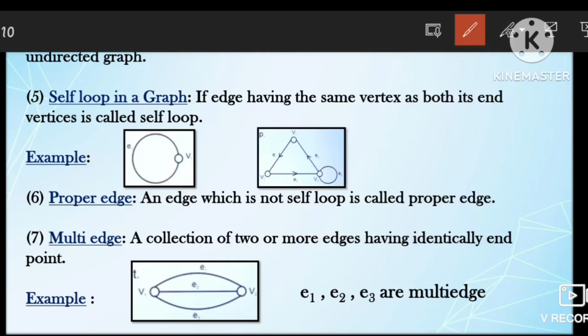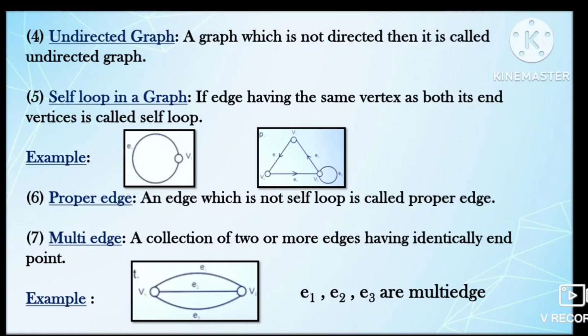Now sixth is a proper edge. An edge which is not a self loop is called a proper edge. It is clear from the definition that an edge which is not a self loop is called a proper edge. Now seventh is the multi-edge graph, a collection of two or more edges having identical end points.